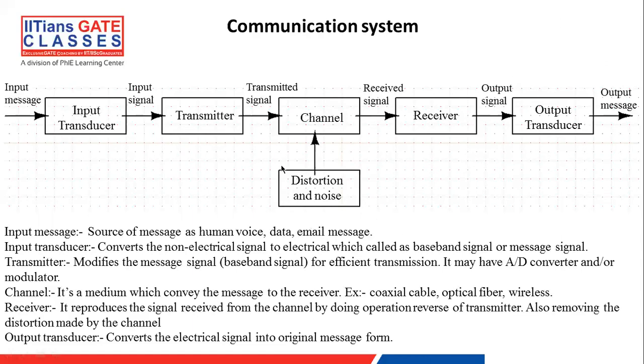Now, one more block is there, distortion and noise. This distortion and noise can be thermal noise of the devices, or channel distortion, or some random noise getting added in the channel. That we will discuss in the random process and random variable.